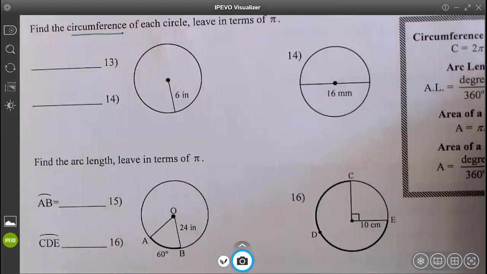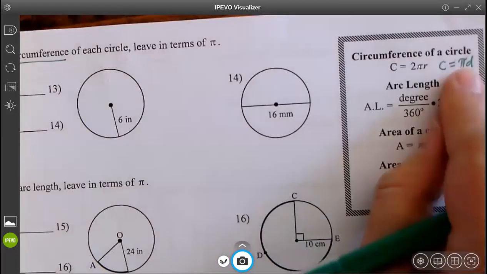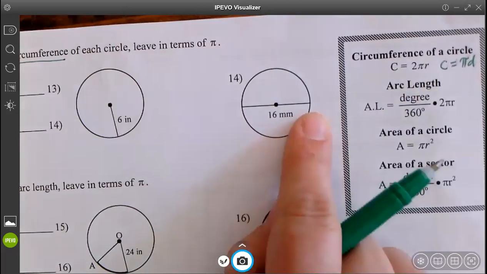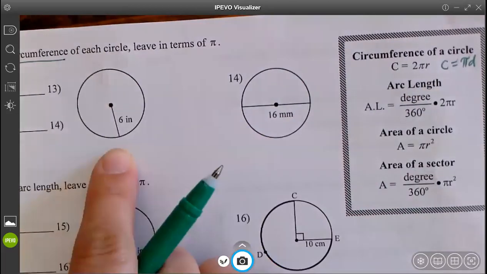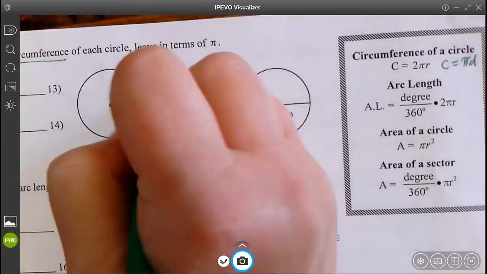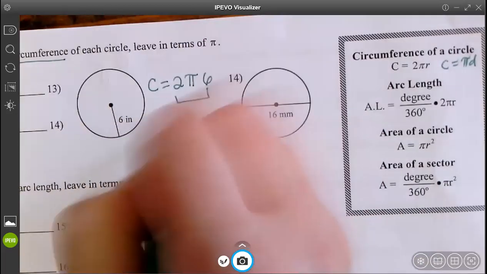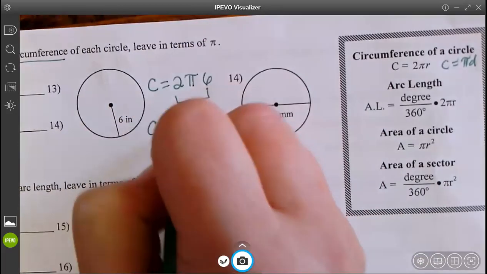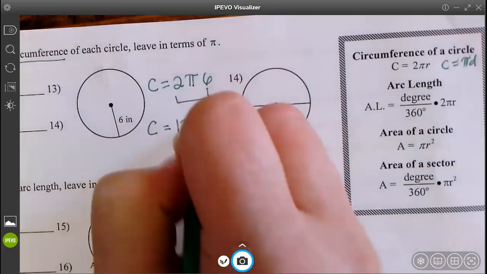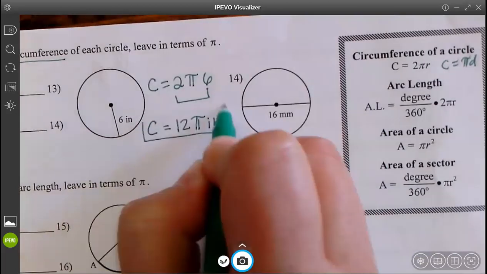Okay. All right, and then I just added here pi d just in case we do have the diameter, because I see 14 we do. So this would be 2 pi r. So circumference equals 2 pi times your radius. We're allowed to multiply those two together, so we get 12 pi inches. Oh shoot, I forgot to write inches.